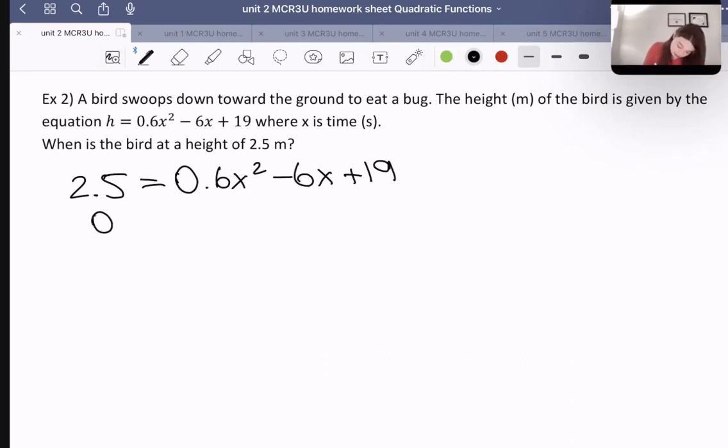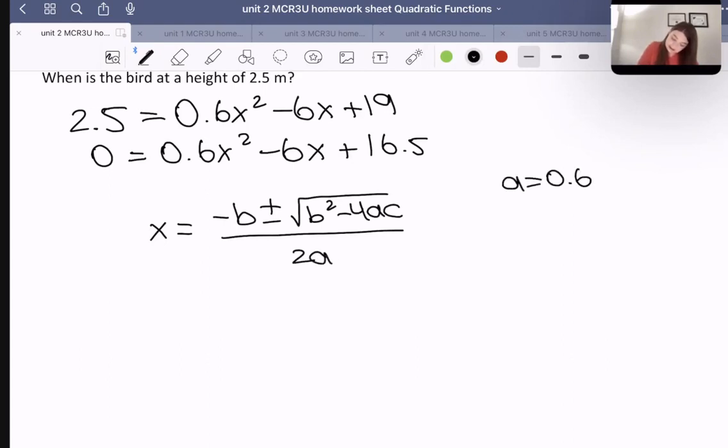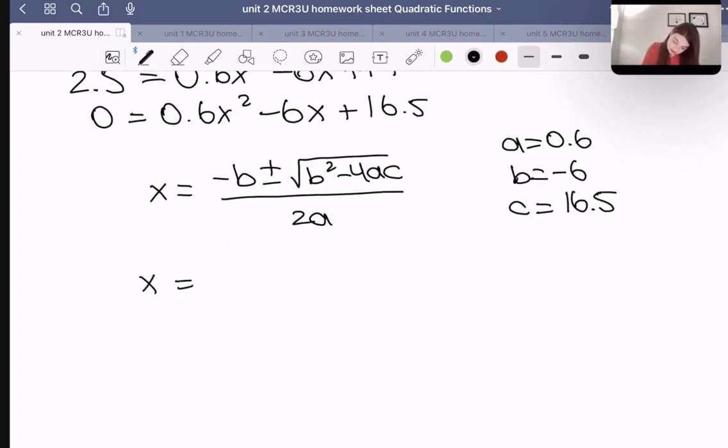Let's subtract 2.5 and we'll get 0.6x squared minus 6x plus, I believe, 16.5. Yep, that looks good to me. Okay, and now let's plug this into our quadratic formula, which again is x equals negative b plus or minus the square root of b squared minus 4ac all over 2a, where a is 0.6, b is negative 6, and c is 16.5.